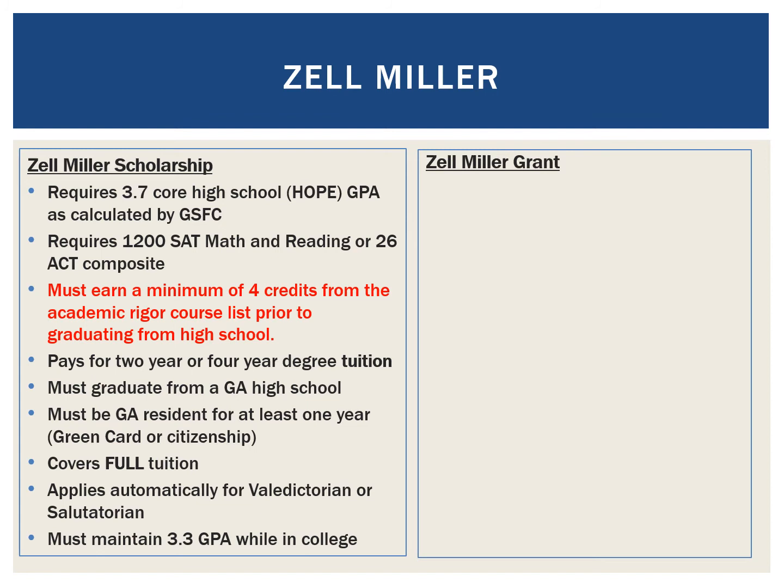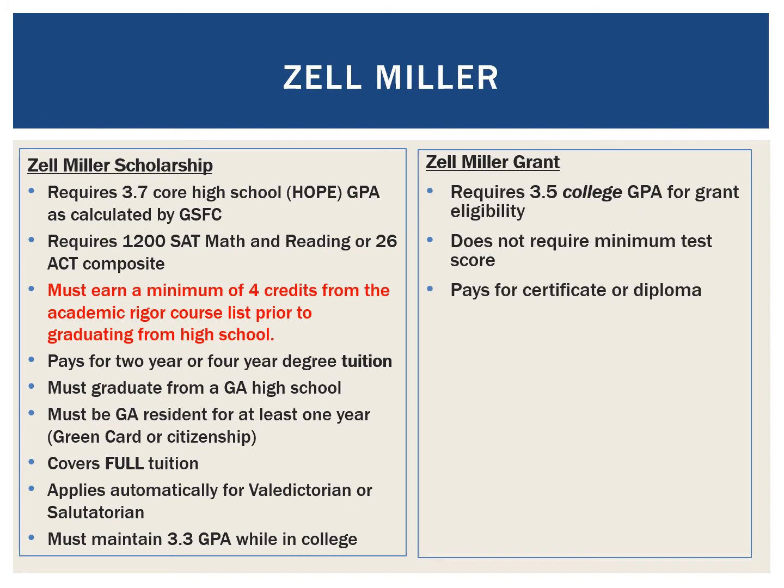It covers full tuition, so as long as you are eligible out of high school and continue to earn at least a 3.3 GPA in your college classes, you will continue to earn the full tuition scholarship. And it also applies automatically for the valedictorian, the first in the class, and the salutatorian, or the second person in your graduating class.